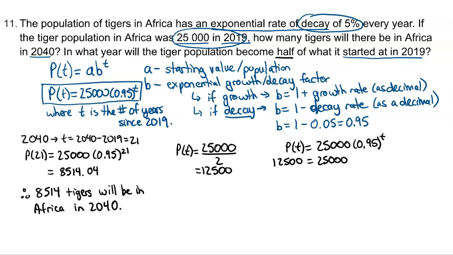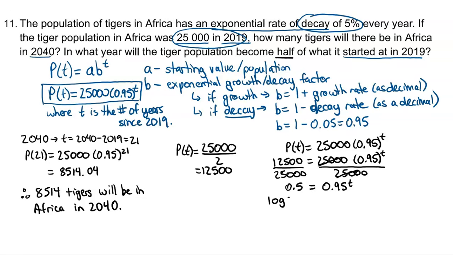And I'm going to try to rearrange the equation to solve for T. Now the first thing we have to do if we're trying to rearrange this equation is multiply or divide first. We want to deal with the exponent last. So we're going to divide here to cancel out the 25,000 from the right side. And I get 0.5 or 1/2 on the left side. And so 0.5 is equal to 0.95 to the power of T.